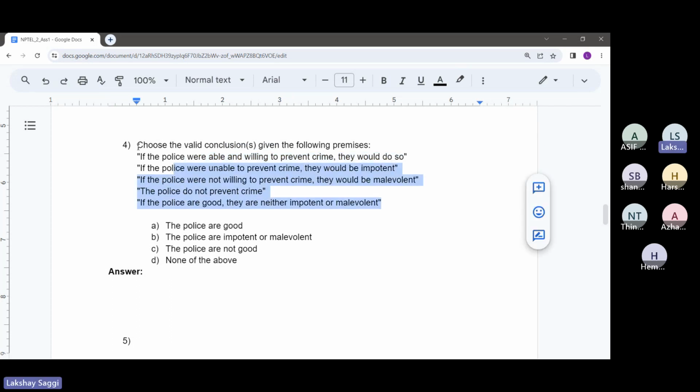So these are some statements given to us. If the police were able and willing to prevent crime, they would do so. If the police were unable to prevent crime, they would be impotent. If the police were not willing to prevent crime, they would be malevolent. Police do not prevent crime, and if the police are good, they are neither impotent nor malevolent.